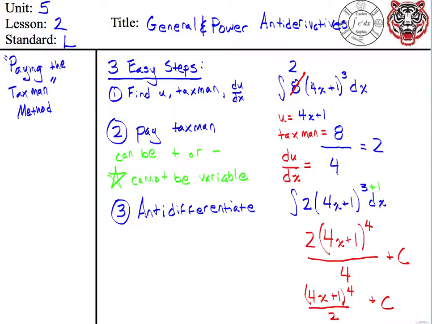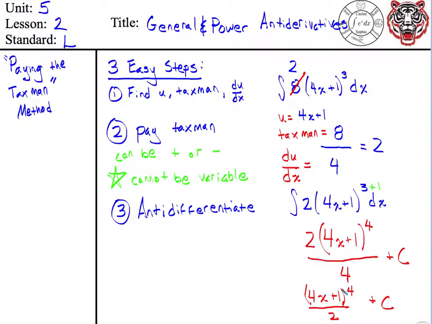So just running through these steps once again, making sure we have this thorough understanding. We find U, find the tax man, find du dx. U is going to be whatever that inner is. You need to find your inner U. Then to find what you pay the tax man, it's going to be tax man divided by du dx. Treat this as a fraction. Just write a line here, and then pay the tax man. This 2 is taking the place of 8. And then go ahead and anti-differentiate.